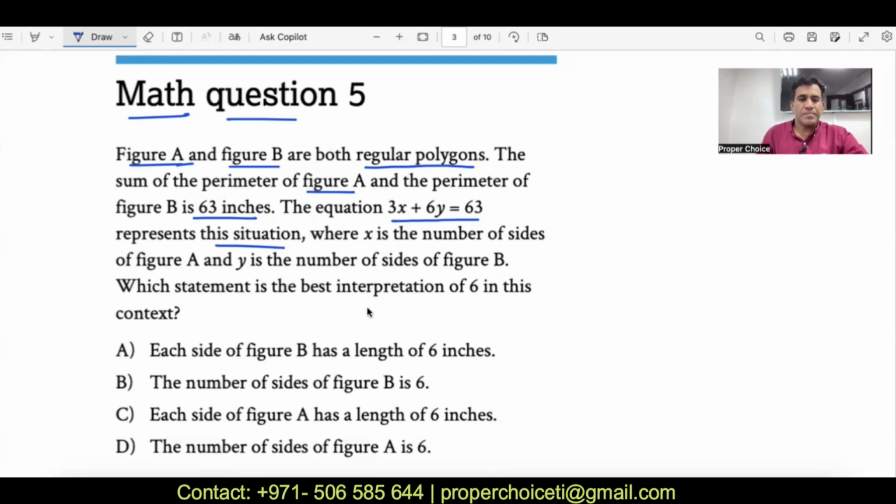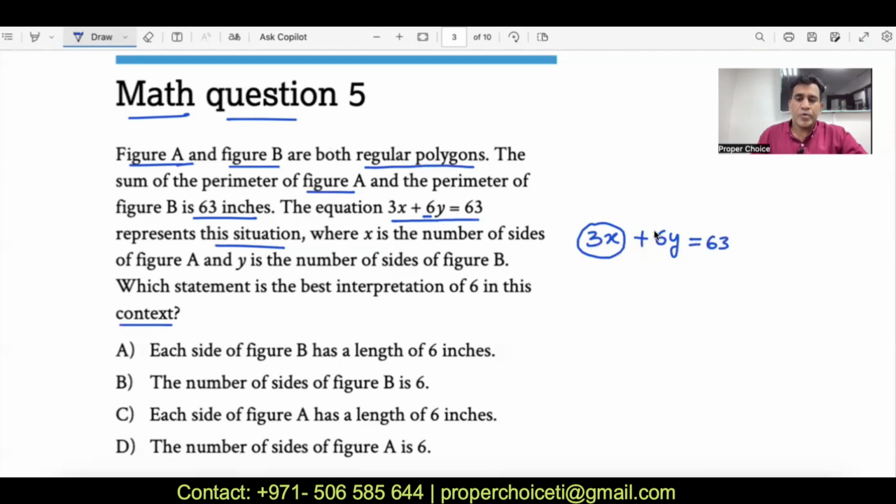Which statement is the best interpretation of 6 in this context? They're asking what the meaning of this 6 is. What is it representing? As you see here, 3 times x. If figure A has x number of sides, the total perimeter of figure A is 3x, and 3 represents the length of each side. Similarly, figure B has y number of sides and each side has a length of 6 inches. So 6 inches multiplied by the number of sides gives me the perimeter of figure B, and together they add up to 63.